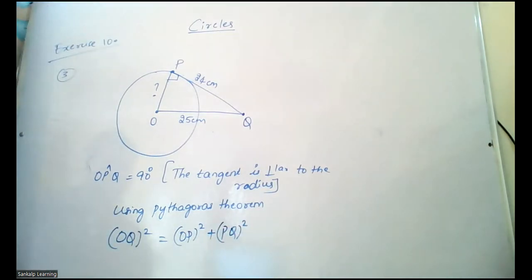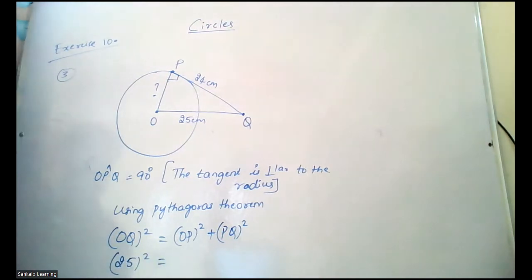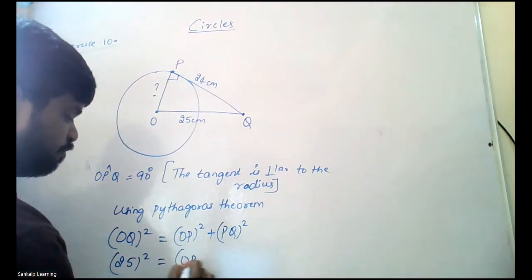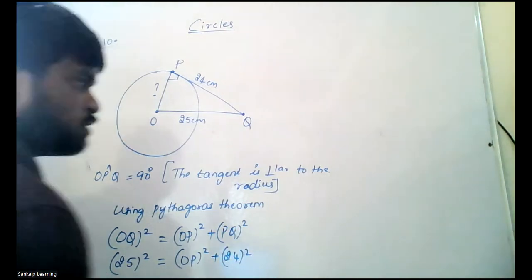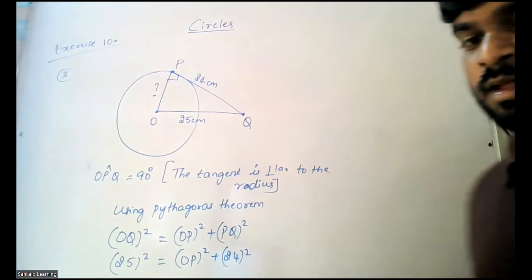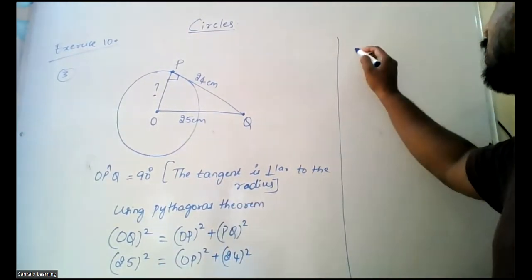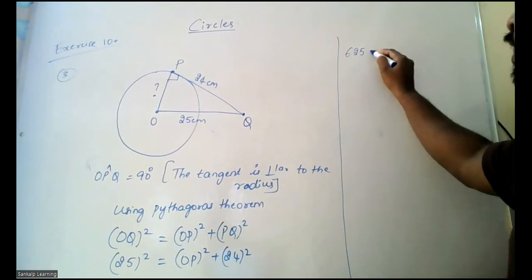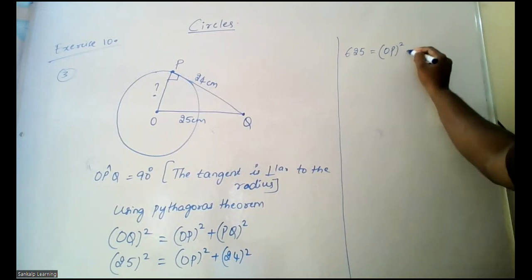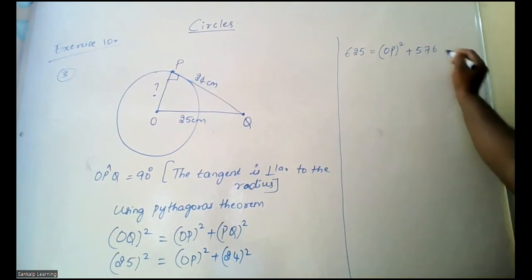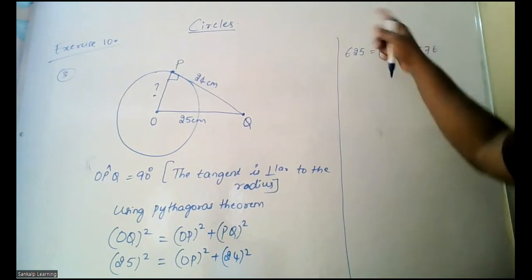Okay. Now let's substitute. OQ value is known. How much it is? 25 square. OP value, we have to find it. PQ value is known. 24 square. Okay. So let's get into the next step. What do we do in the next step? 25 square is 625 equals OP square. We'll keep it as it is. 24 square is 576. I need this fellow. I don't need this fellow. So send him the other side.